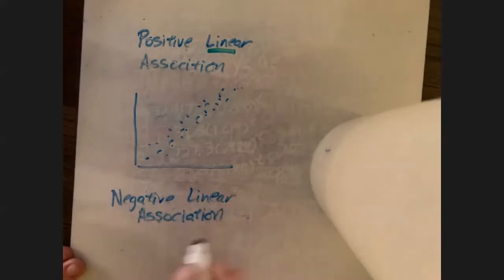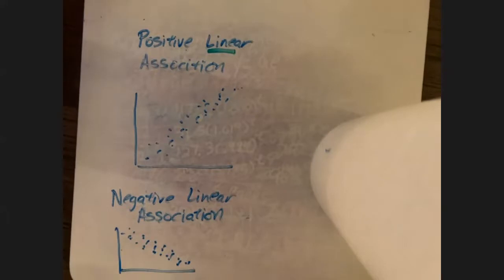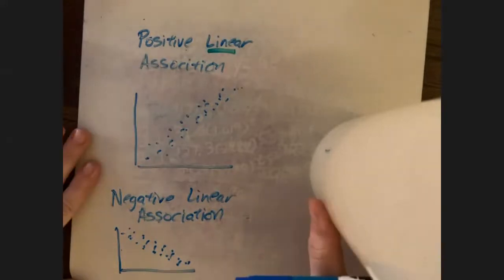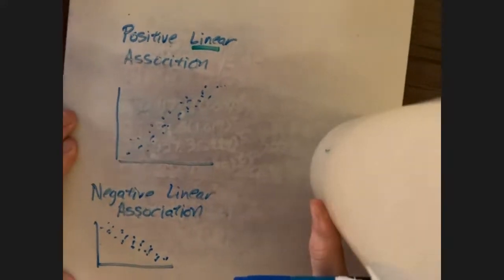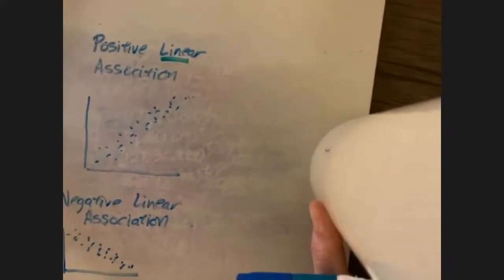Now you can also have negative linear association. Big shocker here. It's going to look like a line and it's going to go down a hill. Okay. Now, one of the things that they will sometimes say about this, just so that you have it, I can't go too far.